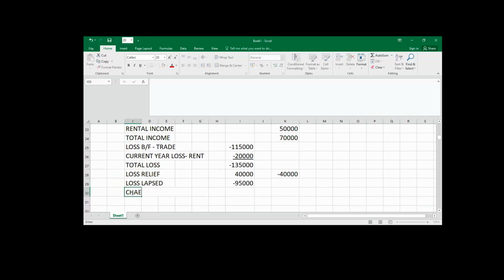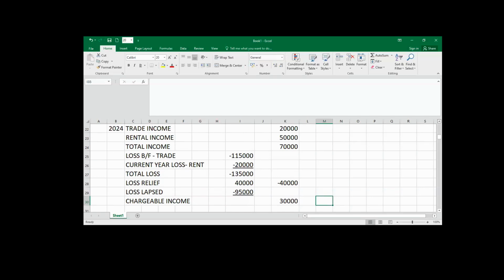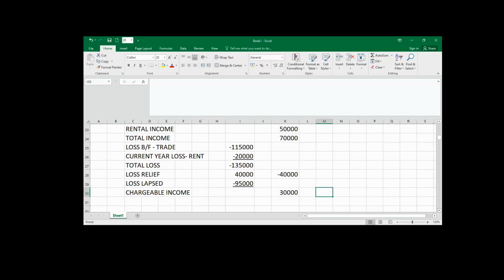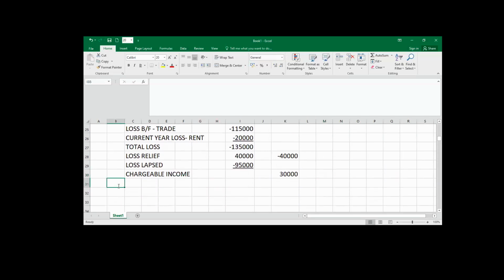Chargeable income will now be 70,000 minus 40,000. That will give us how much? 30,000. So chargeable income will be 30,000 naira. Then after year 2024, the next year will be what?